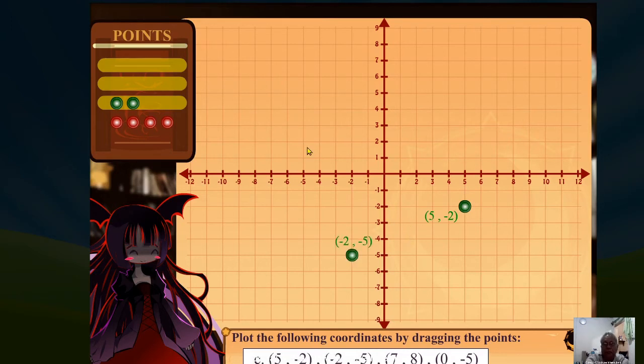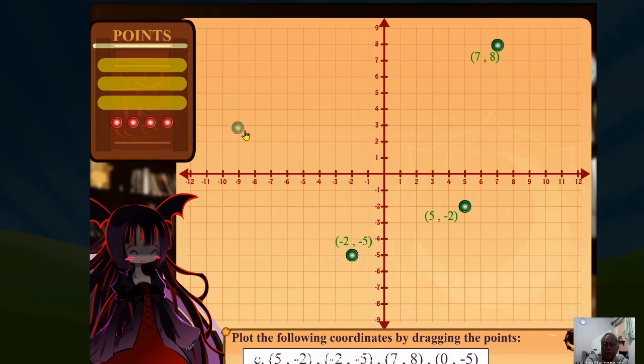Very good. Okay. Next is coordinate 7 and 8. 7, where are you? 7 is here. And 8 is positive, so we need to find 8 on the left. Then we place it. Very good. 7, 8.